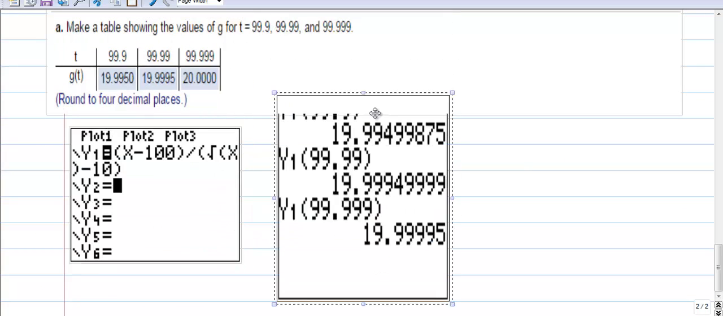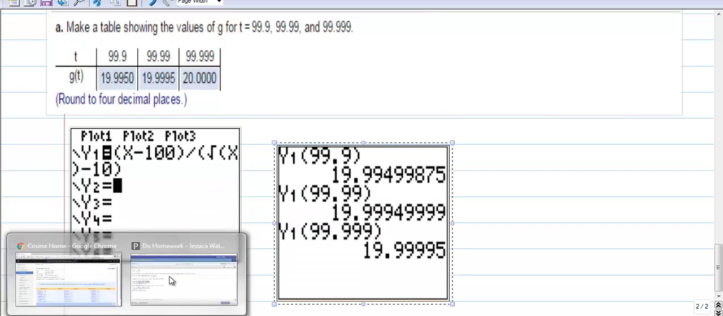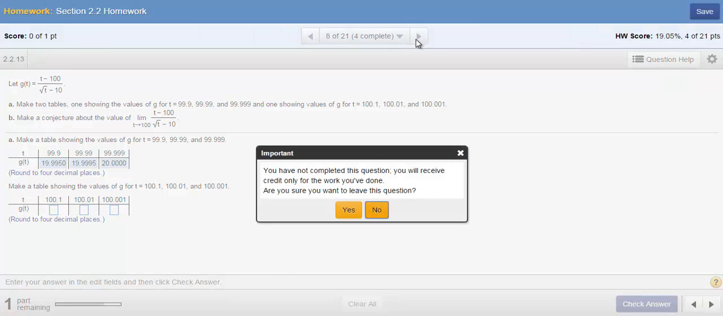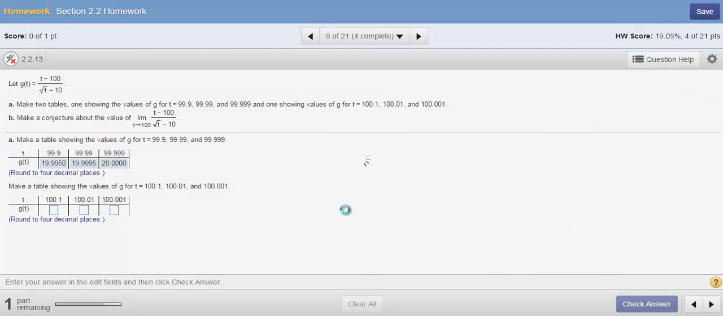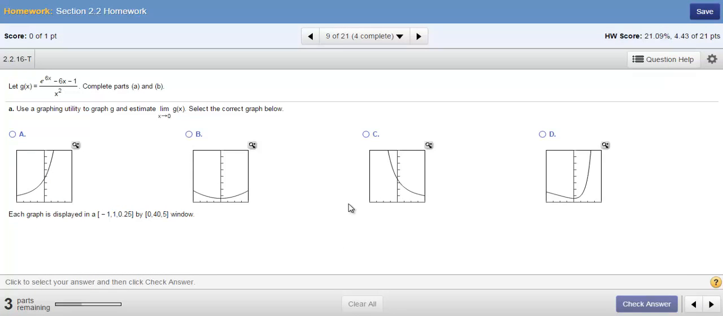Let's see. I think the next ones are going to be... Yes, I want to leave the question. All right, so this would just be graphing. There's some parts remaining. Just make sure to use parentheses on the top and bottom. But we'll do some more of these on the next video.